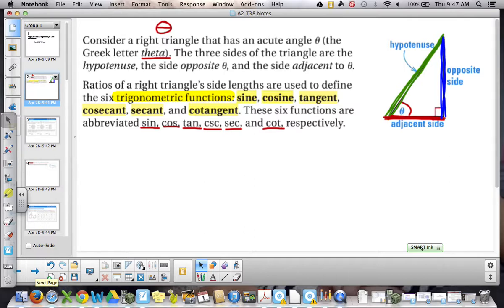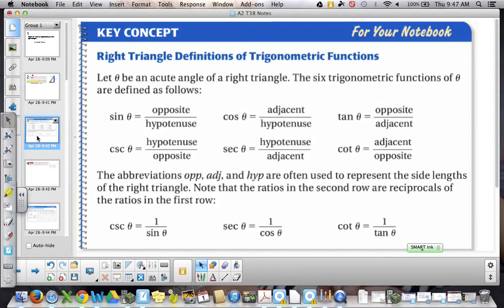Now, how do we define them? All right, so 3 of these you should be familiar with. The sine, the cosine, and the tangent you were introduced to in geometry. So if my angle theta is the acute angle of my right triangle, then the sine is equal to opposite over hypotenuse. Cosine is the adjacent over the hypotenuse, and tangent is the opposite over adjacent.